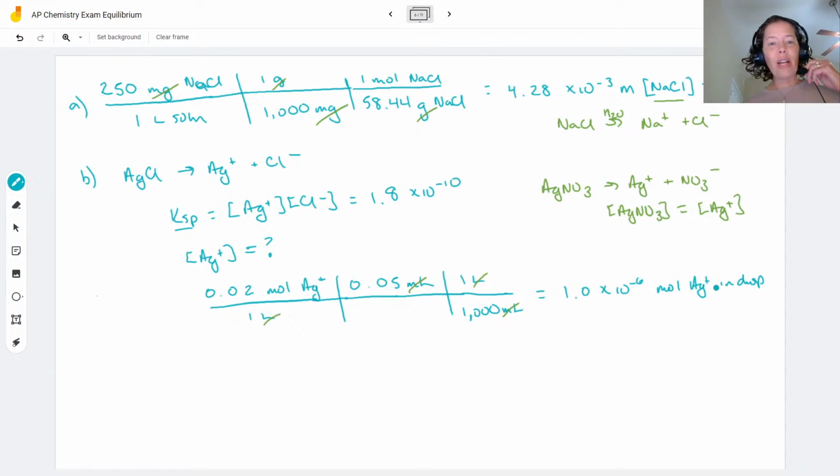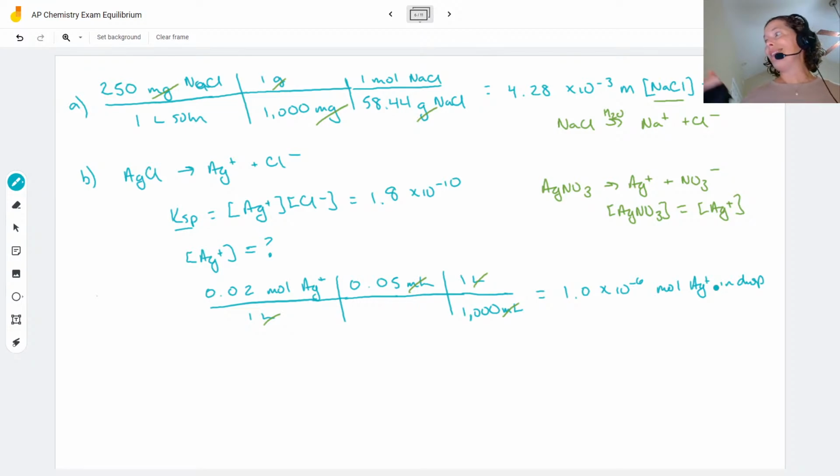Wait, why not over AgCl? So yeah, AgCl, that's what we're going to precipitate out. So first I'm trying to figure out what my concentration of silver is, once that drop has been added into the solution, and I'm going to end up comparing it to my KSP value. So this is why I'm trying to get that concentration of silver first, so that I can figure out if it's going to precipitate or not.